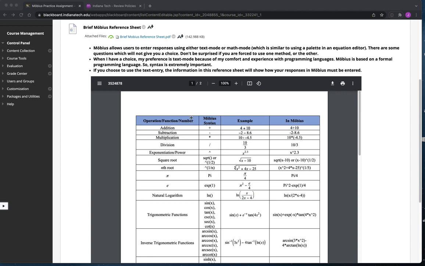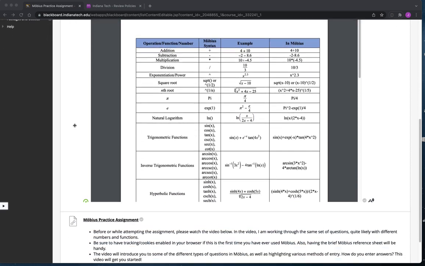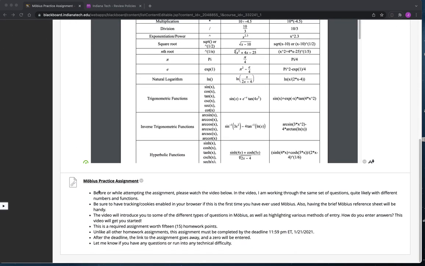So definitely have this handy and read through it. It's really helpful, and it will eliminate a lot of headache. If you're wondering, why isn't this working? Chances are it has to do with syntax. If your math is correct, Mobius is going to hold you to a really high standard as far as syntax is concerned. All right, and then below that is the actual assignment.